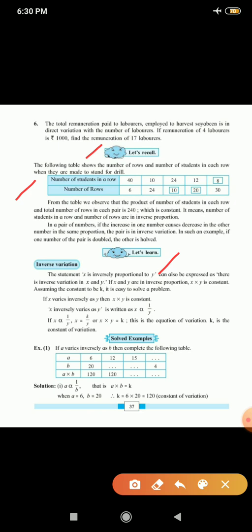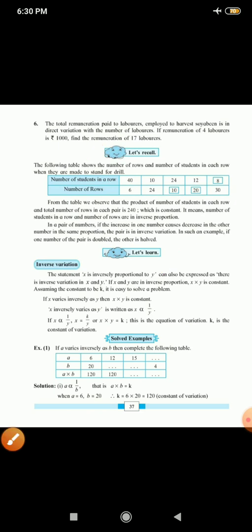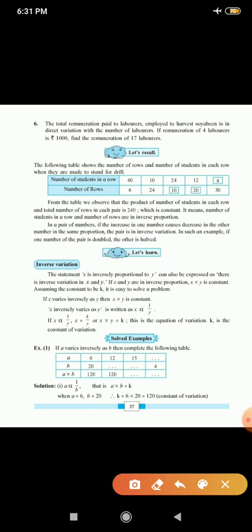If x varies inversely as y, x is equal to k upon y, or x into y is equal to k. This is the equation of variation. K is the constant of variation. So I hope you have followed here the equation of variation and the constant of variation. Now let us see the solved example.